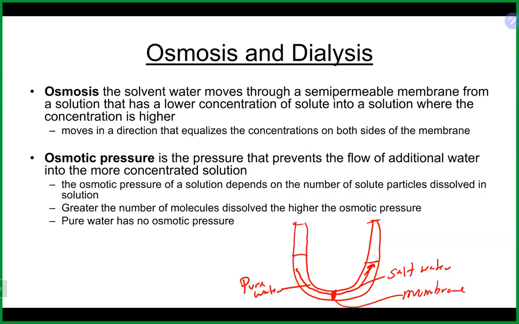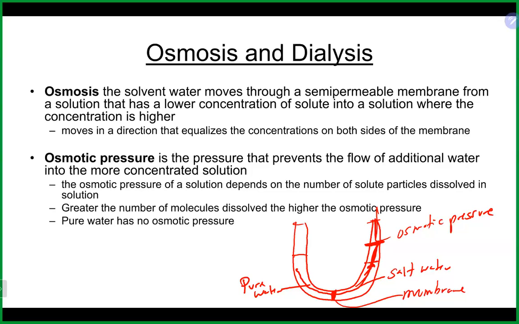This flow of water molecules will continue until it hits what is referred to as the osmotic pressure. The osmotic pressure is a pressure that prevents more of those solvent water molecules from flowing from the lower concentrated side to the other side. It is basically equal to atmospheric pressure pushing back down on it. So it'll stop that flow of molecules.